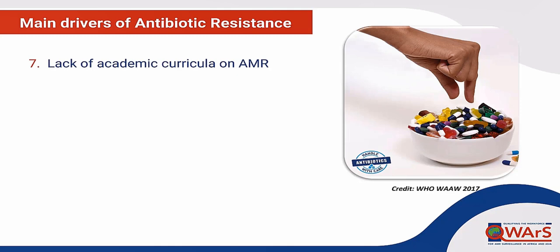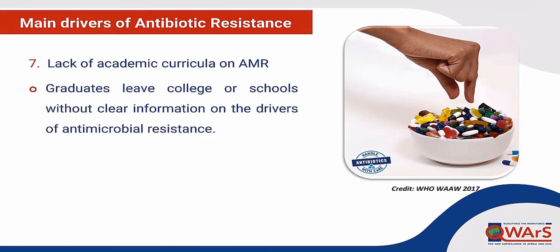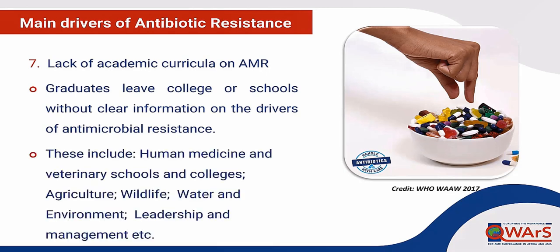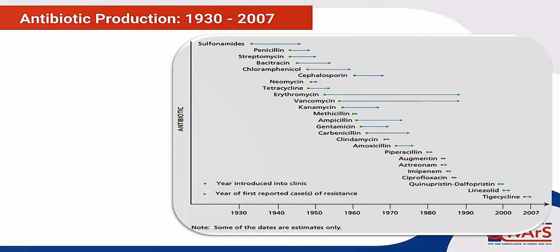Lastly, the lack of academic curricula on AMR at educational institutions such as universities, colleges, and schools is a key driver of antibiotic resistance. Graduates leave college or schools without clear information on the drivers of antimicrobial resistance. These include human medicine and veterinary schools and colleges, agriculture, wildlife, water and environment, leadership and management, etc.